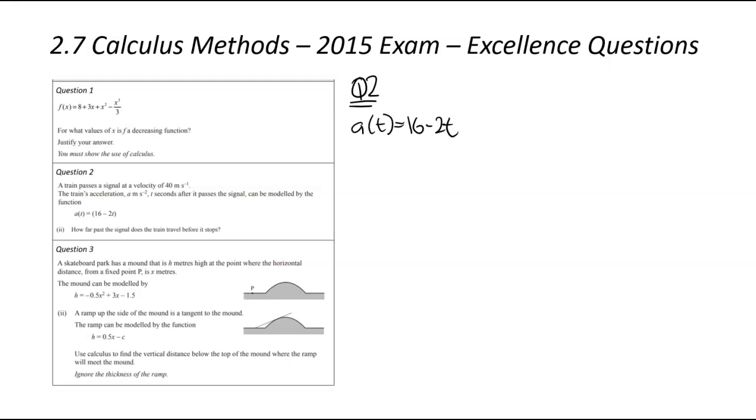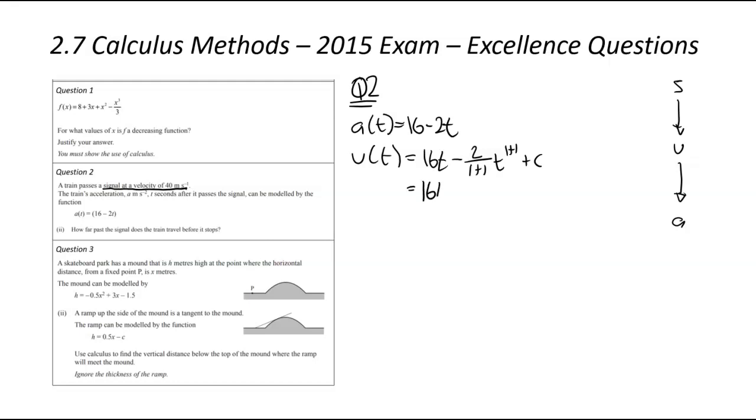We know that the train passes the signal at a speed of 40. So let's differentiate this, or integrate in our case. If you've got the displacement, you can differentiate to get the velocity, and then we differentiate to get to the acceleration. This time around, we're going from acceleration to velocity, so we have to integrate. That there is going to be 16t minus 2 divided by power plus 1, and then we've got t to the power plus 1, plus c. And when we clean that up, that becomes 16t minus t squared plus c.